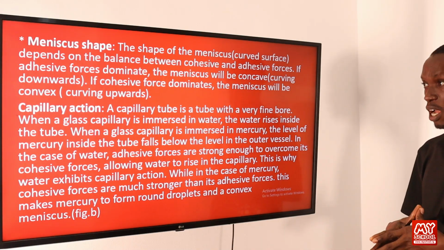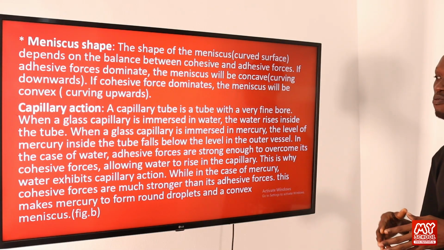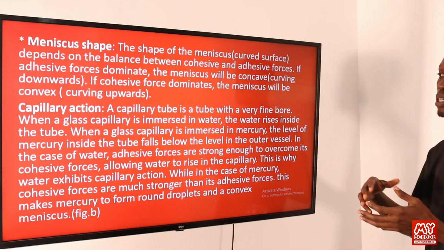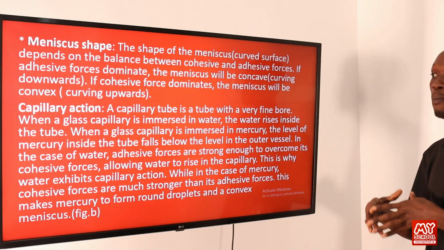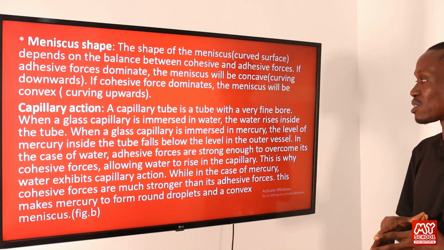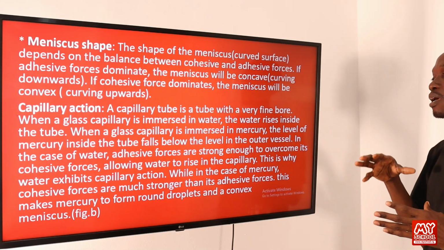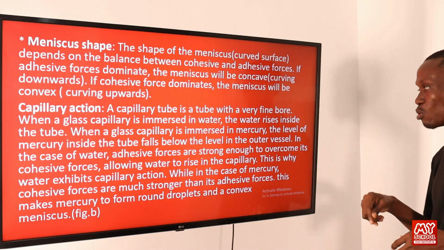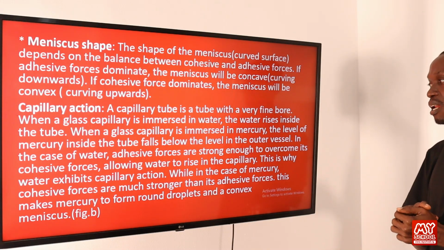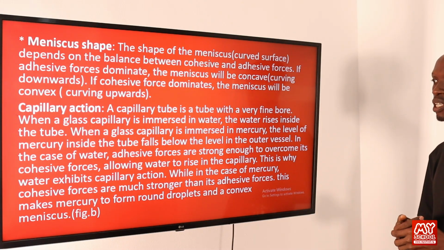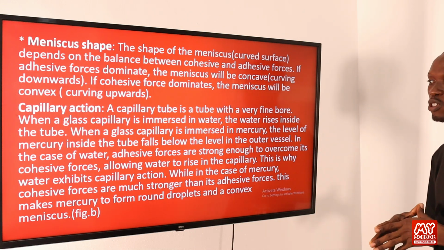So let's talk about capillary action proper. A capillary tube is just a tube with a very fine bore, right? Bore here simply means something like a hole. So a capillary tube is a tube with a very fine bore. When a glass capillary is immersed in water, the water rises inside the tube. When a glass capillary is immersed in mercury, the level of mercury inside the tube falls below the level in the outer vessel. In the case of water, adhesive forces are strong enough to overcome its cohesive forces.